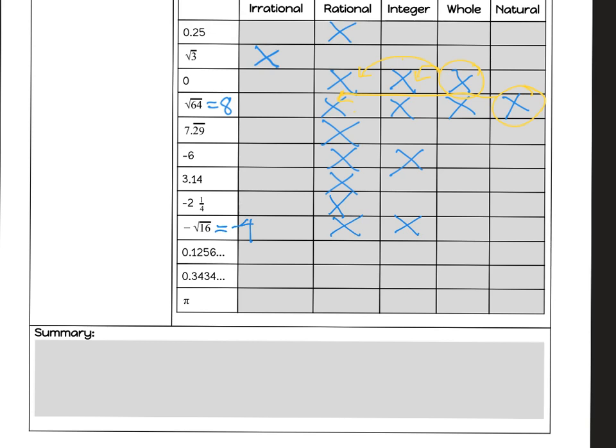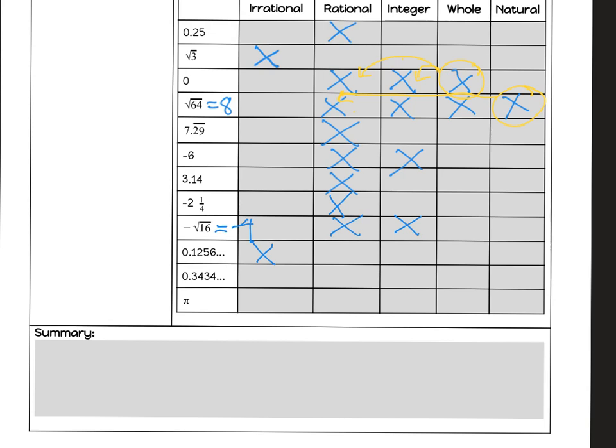Now we have 0.1256, and it looks like it keeps on going. Since it keeps on going, since it doesn't terminate, and there isn't a repeating pattern, this is an irrational number and therefore doesn't fall in any of the other subsets. Now let's look at the next one.